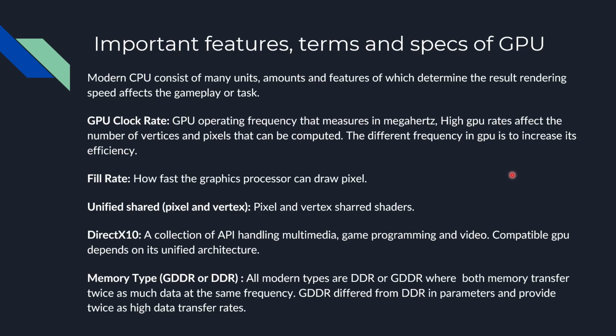Other than that, it's the memory type that's built into the GPU. There are two types, which are DDR or GDDR. All modern types are DDR or GDDR, where both memory types transfer twice as much data at the same frequency. GDDR differs from DDR in parameters and provides twice as high data transfer rates.